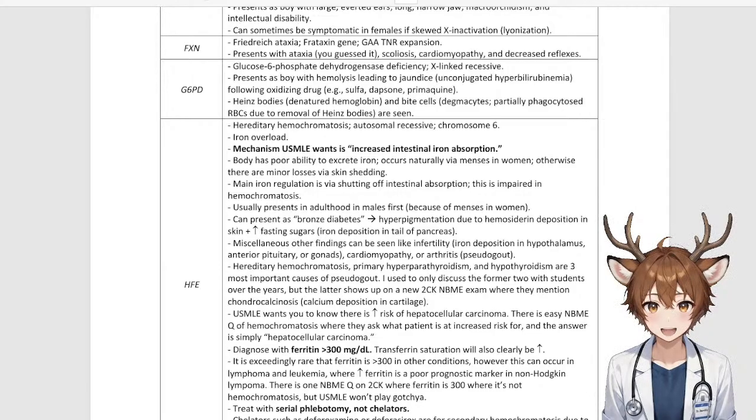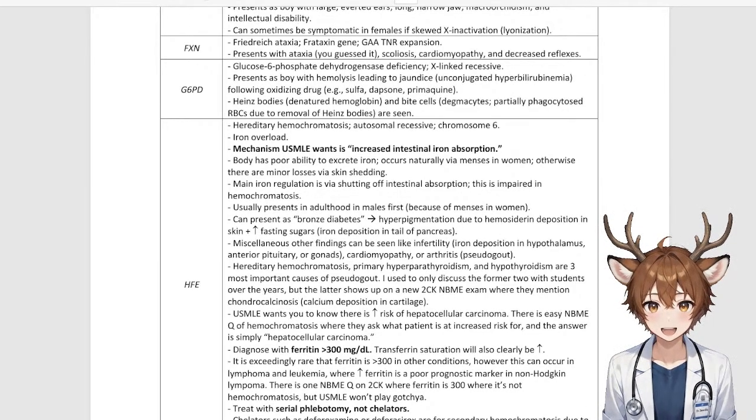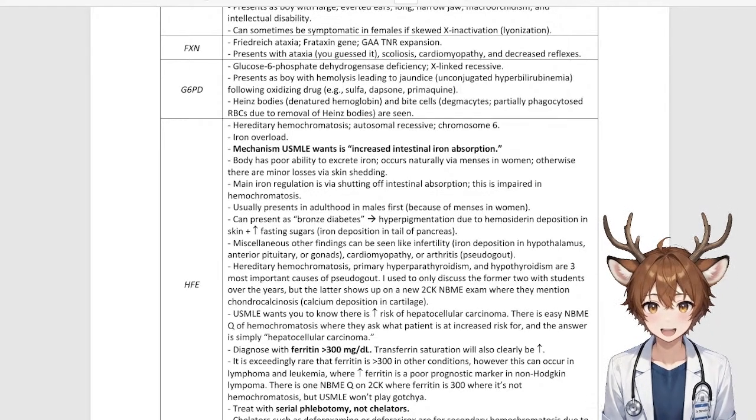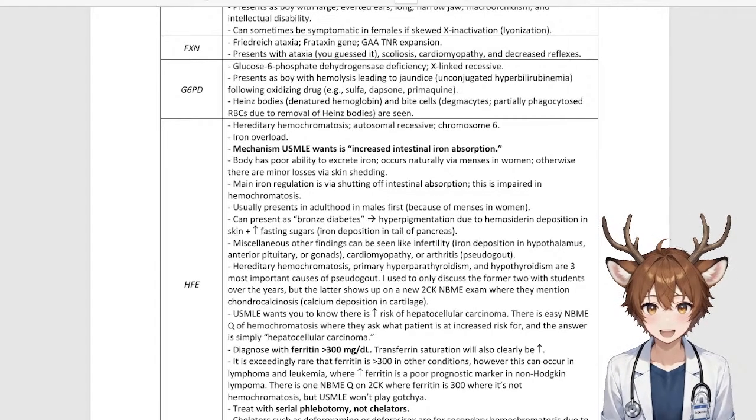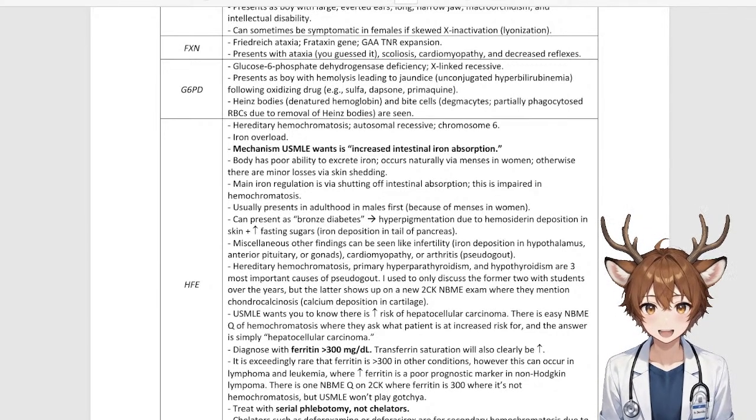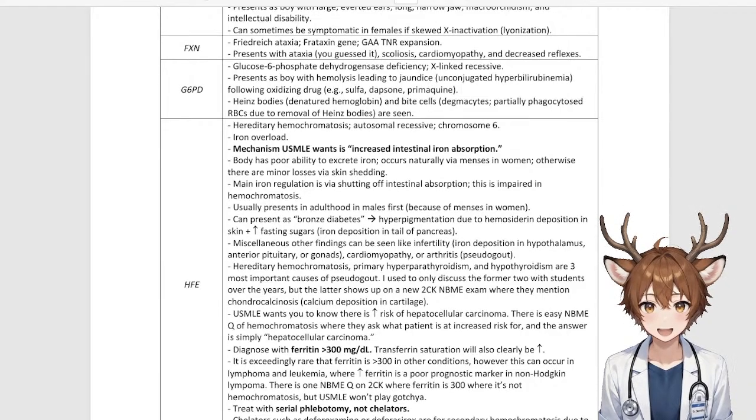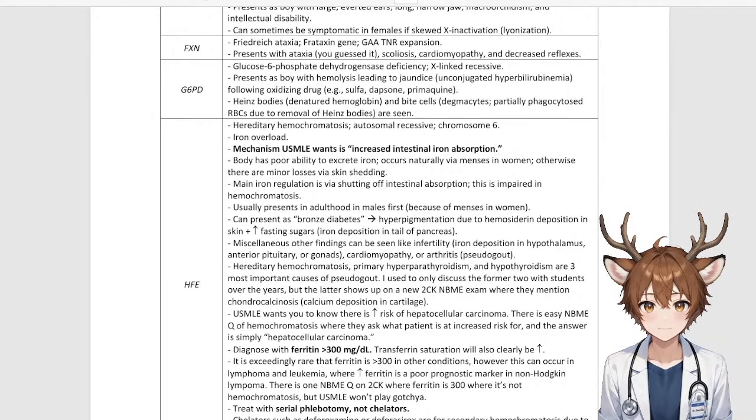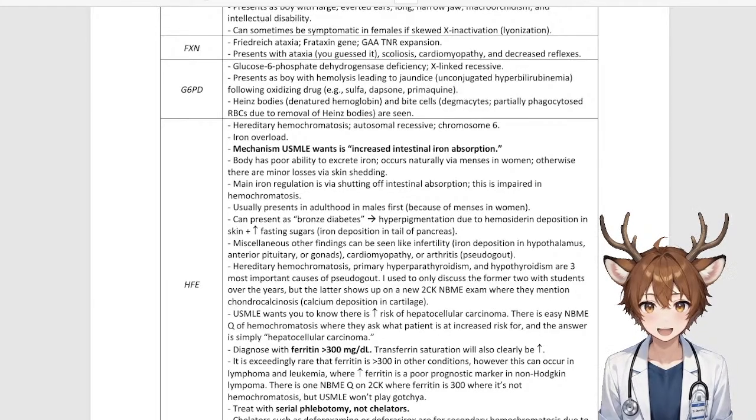FXN. Friedreich's ataxia, frataxin gene, GAA TNR expansion, presents with ataxia, scoliosis, cardiomyopathy, and decreased reflexes. G6PD. Glucose-6-phosphate dehydrogenase deficiency, X-linked recessive, presents as a boy with hemolysis leading to jaundice, unconjugated hyperbilirubinemia, following an oxidizing drug, that is to say sulfadapsone and primaquine. Heinz bodies, denatured hemoglobin, and bite cells, degmacytes, partially phagocytosed RBCs due to the removal of Heinz bodies, are seen.